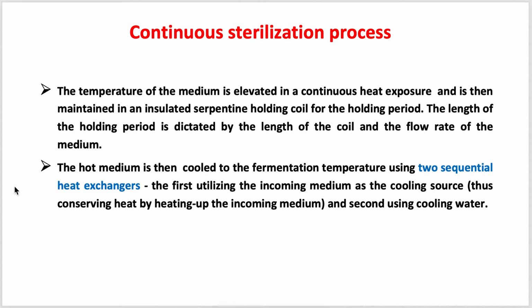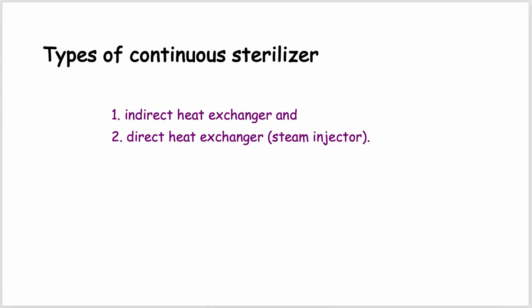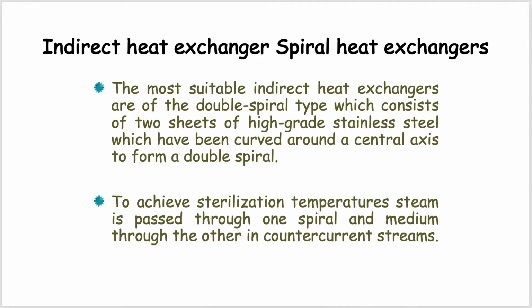Now, based on the types of heat exchanger, continuous sterilizers can be classified into two types: one, indirect heat exchanger, and two, direct heat exchanger. First I'll talk about the indirect heat exchangers. There are also two types of indirect heat exchangers: one is the spiral heat exchanger and another is the sheet type heat exchanger. First I'll talk about the spiral heat exchangers.